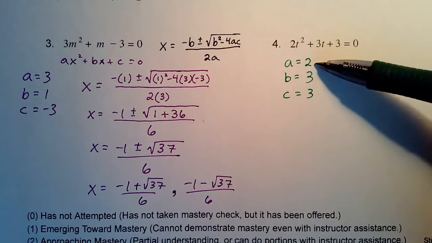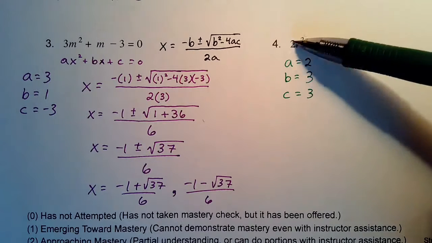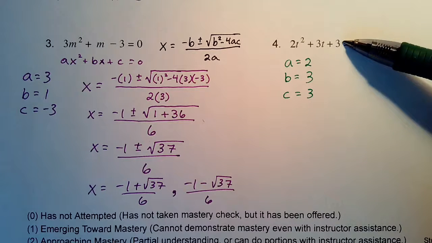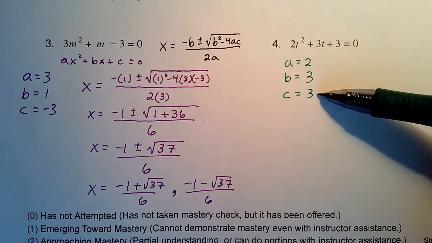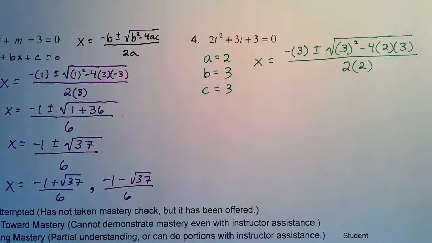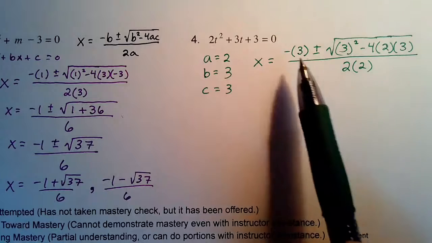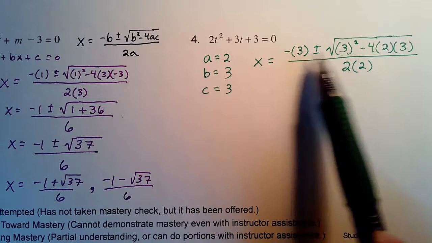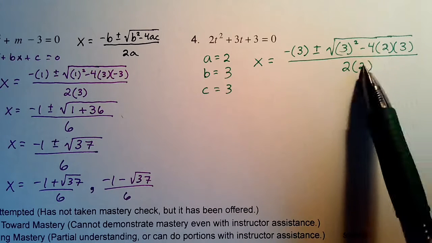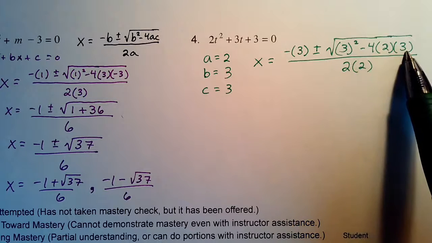I've already written out the A value is 2, the B value is 3, and the C value is 3. Now I just need to substitute those into the quadratic formula. All right, so now we've got that substituted in. Here's my B. My B was 3, and my A value was 2, and my C value was 3. So I'm just substituting those in using parentheses.